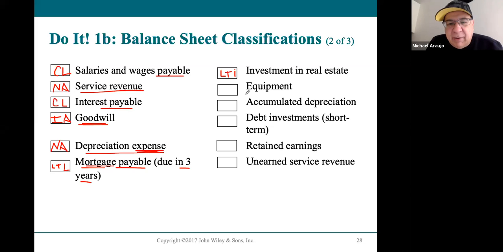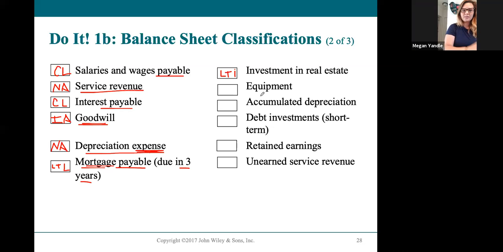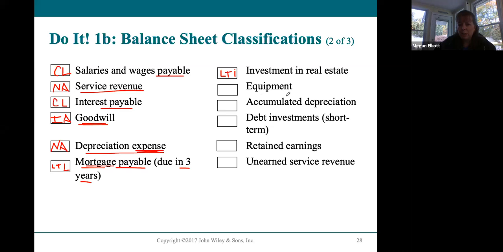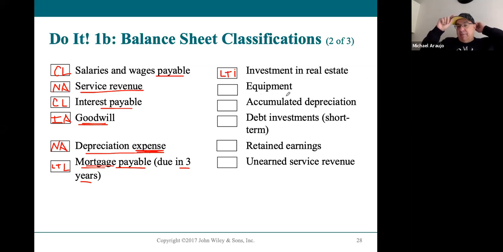Okay, the other Megan. Equipment. Megan Elliott, how are you? Equipment would be a long-term investment. Well, it's a long-term asset for sure, but we have to assume that if you see the word equipment, they're using it. So if they're using it, it's not a long-term investment, because a long-term investment is something that they own, but they're not using to generate the sales of their products or services.